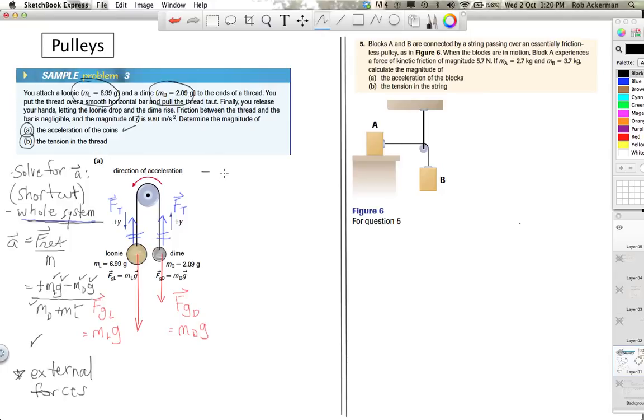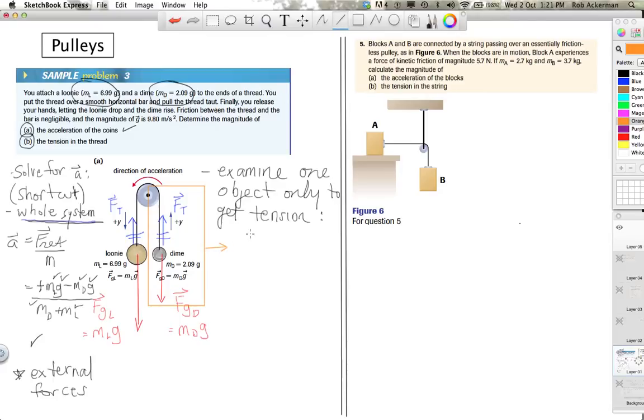Now you have to look at one object at a time. The reason we have to look at just one object only if we want to get the tension is because now we don't want the forces to cancel. So let's see, what would we do here? I will put a box in orange, let's say, around one of the objects. I'm going to look at the dime right here. There it is. And I'm just going to put a little arrow here to emphasize that I'm only looking at one object this time.